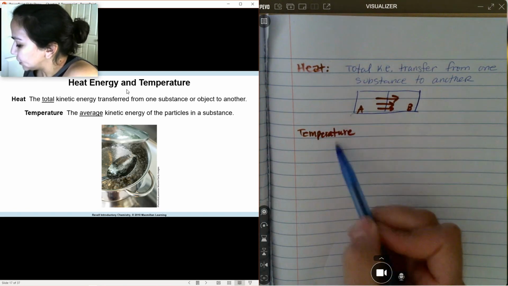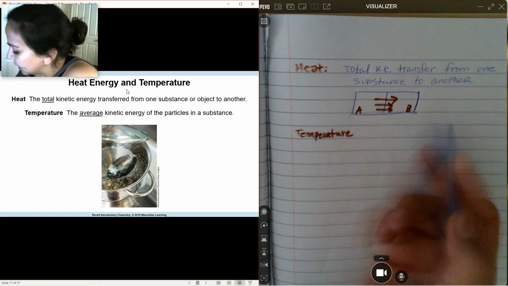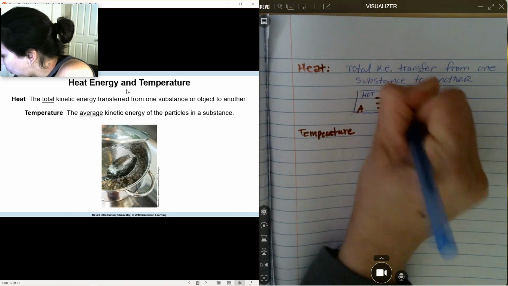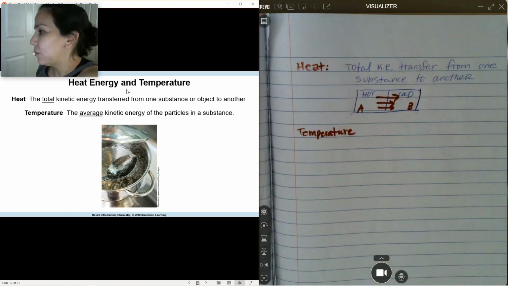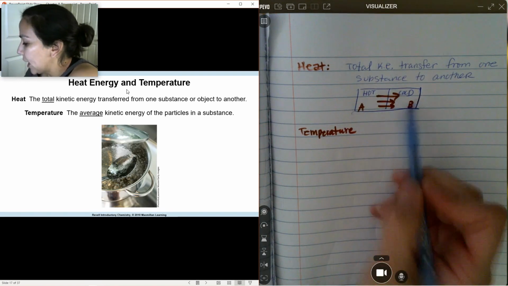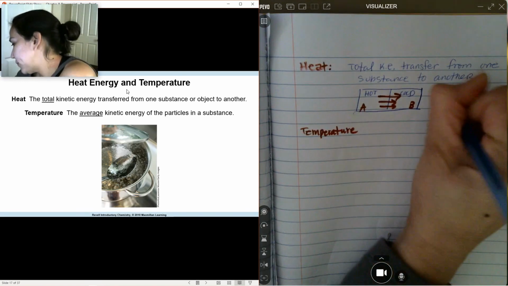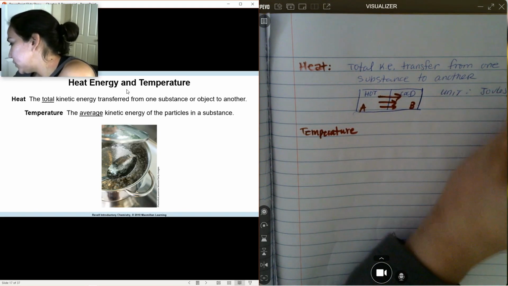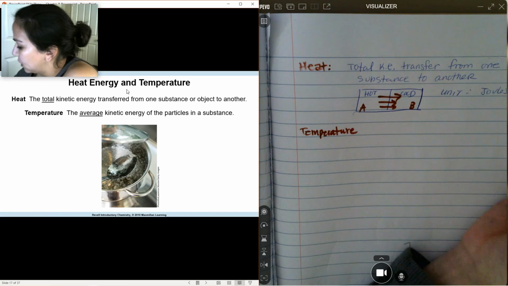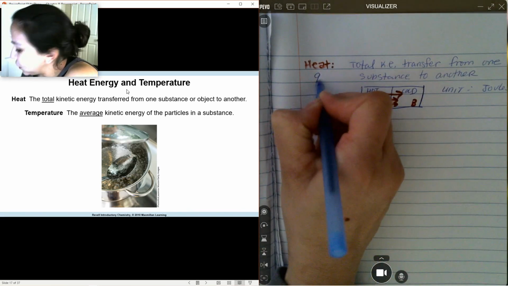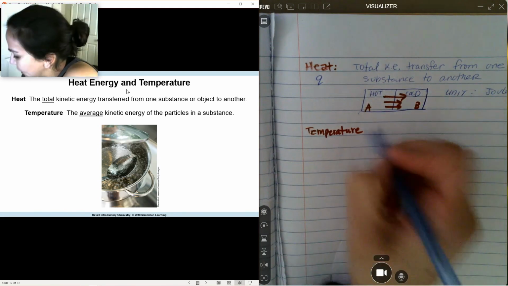And actually, before I go into temperature, just a little bit more about heat. Heat transfers from hot to cold, by the way. That's the way it transfers. The heat is going to go to the more cold. And the unit for heat is joules, the J. Okay. All right. Now, we remember we use Q to denote our heat.